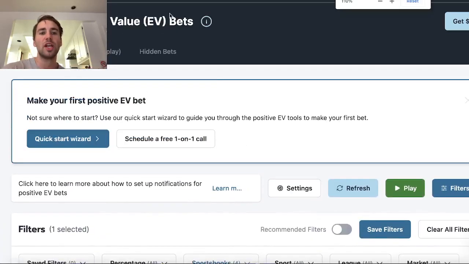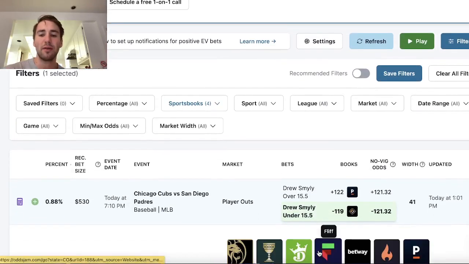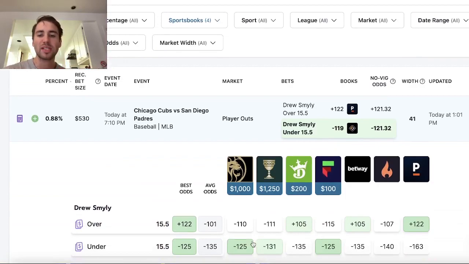It's called the OddsJam Positive Expected Value tool. And essentially the way this tool works is, it's pretty simple. It just pulls up sportsbook odds, right? And lets you compare PrizePicks to the sportsbooks. So if you look at Drew Smiley, for example, this is a profitable bet, right?